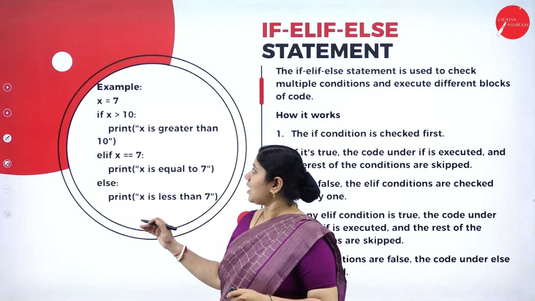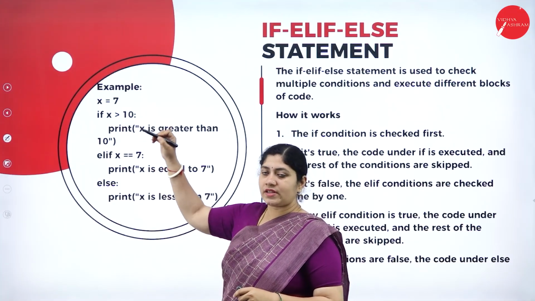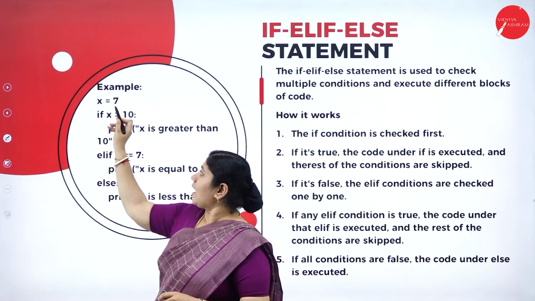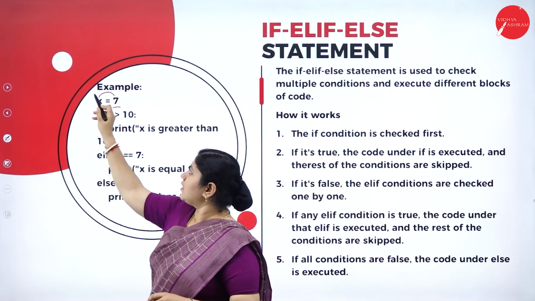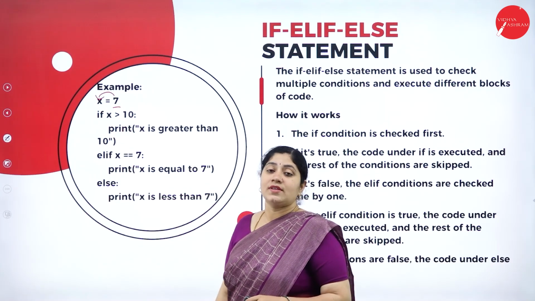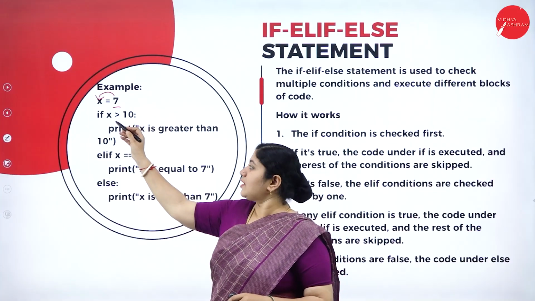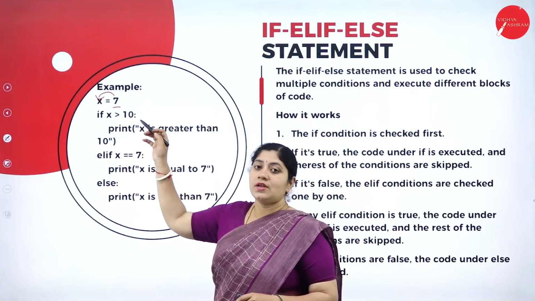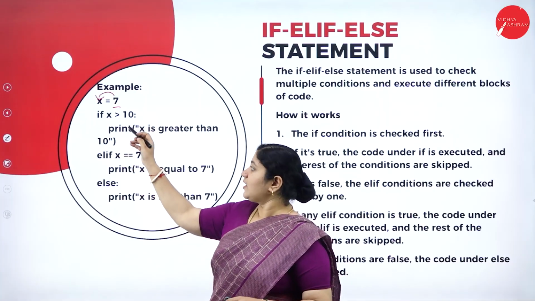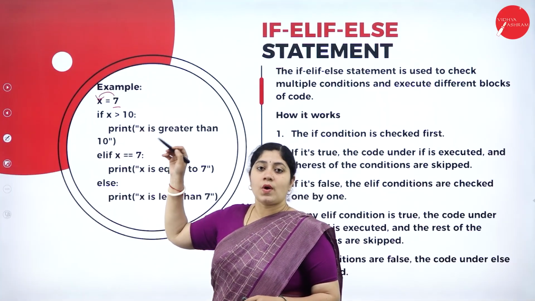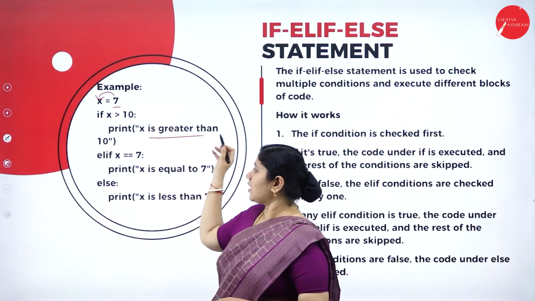Let's see an example. Even here we have considered a value that has been assigned to a variable x. All right. Now we have considered a simple if condition, that is, if x is greater than 10. So if this goes true, then it has to print that x is greater than 10.